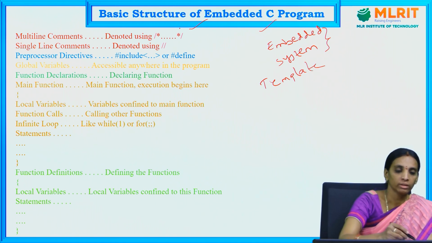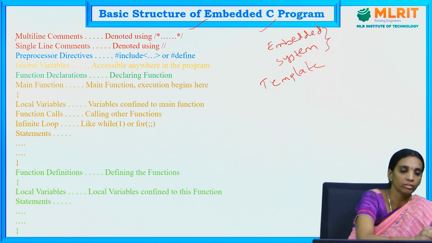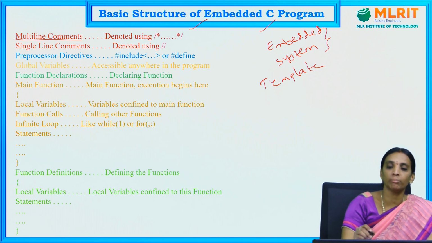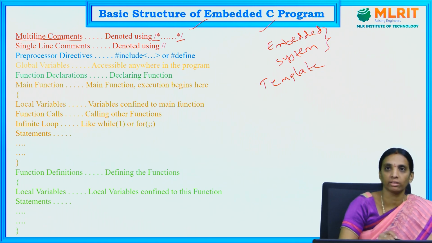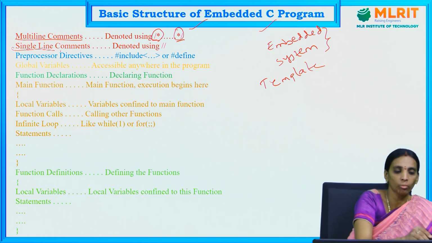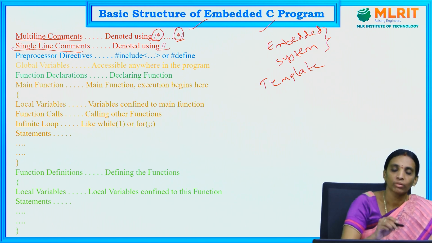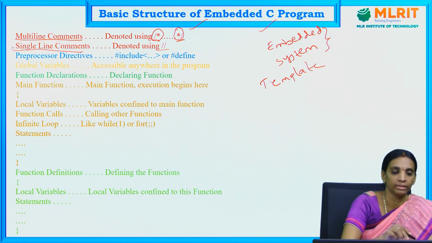So here first we know that for every program we have the comments. The multi-line comments in embedded C are represented with slash and star and ended with star and slash. So the comment begins with this symbol and ends with this symbol. The single line comments begin with double slash at the start of the line.